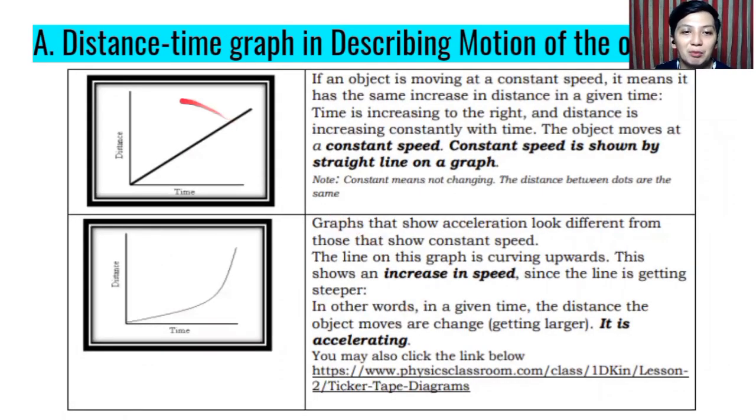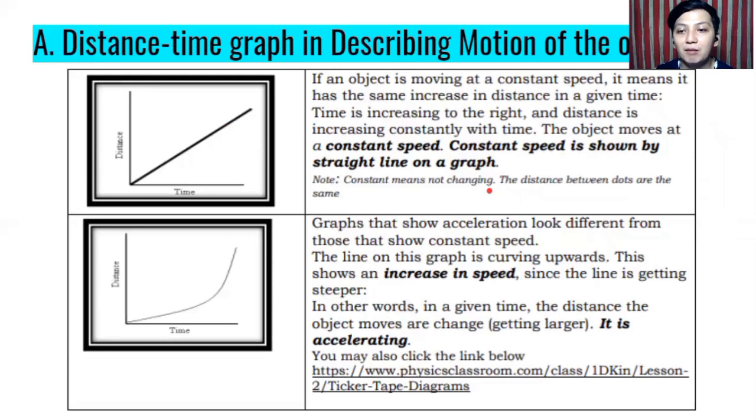Next. So, pag nakita niyo to, yung kaninang example natin, this is what it represents. If an object is moving at a constant speed, it means that the distance increases in a given time. Time is increasing to the right and distance is increasing constantly with time. So the object moves at a constant speed. Constant speed is shown by a straight line on a graph. So ito yun. Note, constant means nothing changing.